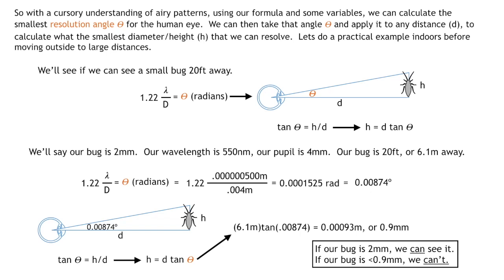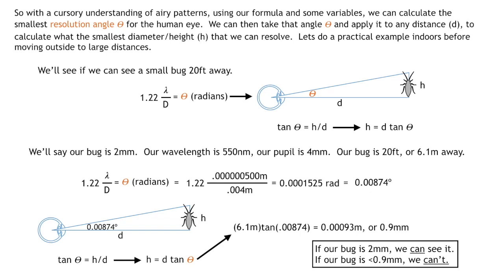So we've first solved for theta. We plug in our numbers. Make sure you convert radians to degrees, which is 57.3 degrees per radian, and you come out with a number of 0.00874 degrees. So if we then use that theta to plug into our triangle as the angle, we can then solve for the height across any distance d. And in this case, the distance d was 20 feet, or 6.1 meters.